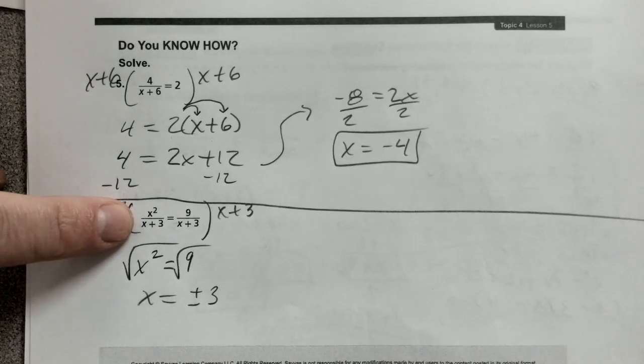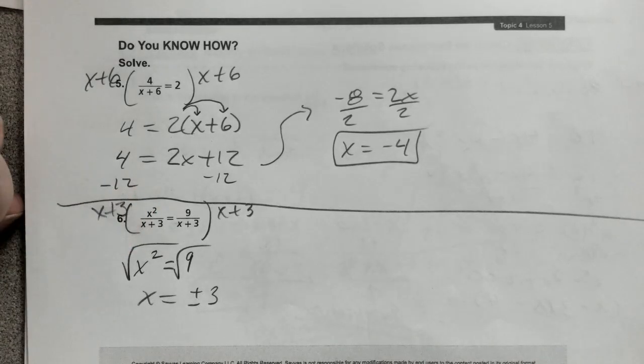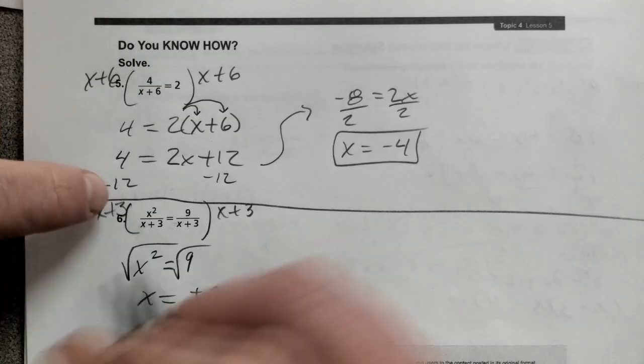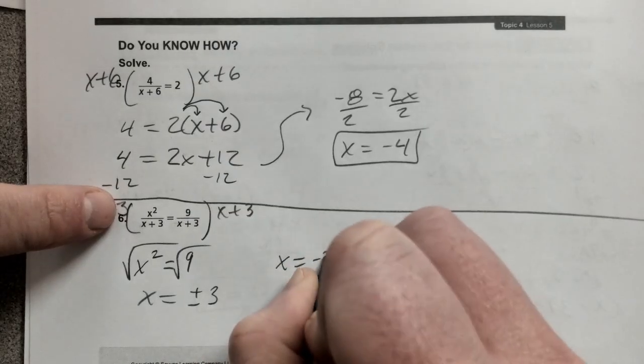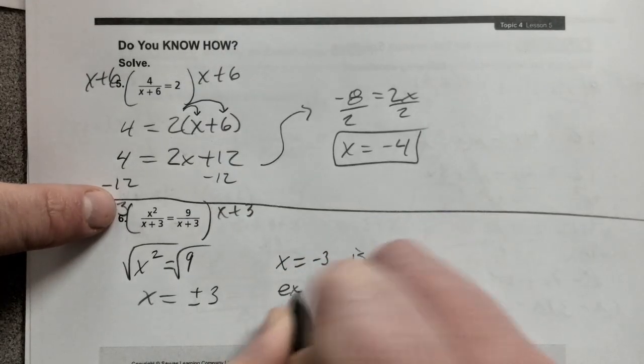Check your work. What is it, Dally? What is negative 3? Extraneous. X equals negative 3 is extraneous.